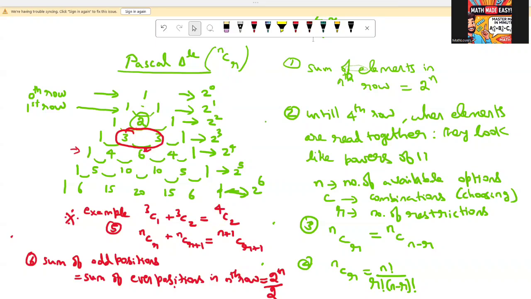Welcome. In the last video we saw about Pascal's Triangle, what is nCr, and certain properties regarding nCr. So it's going to be a great help if we continue to do some problems based on these properties and also identify how to recognize these properties being used in problems.